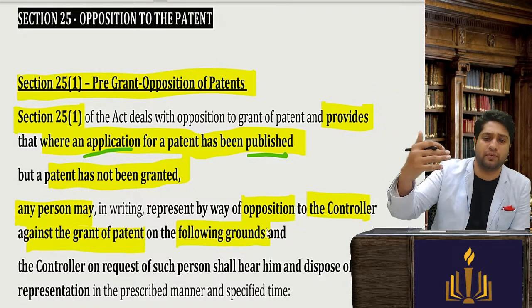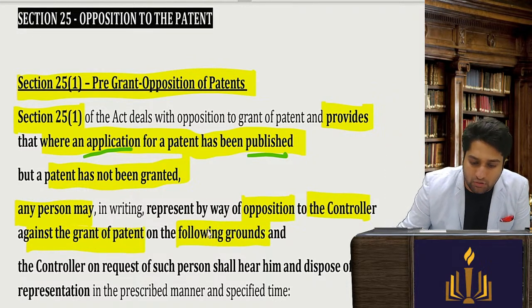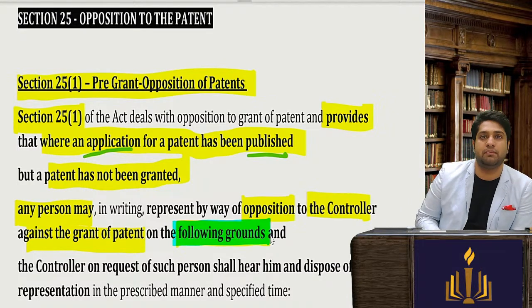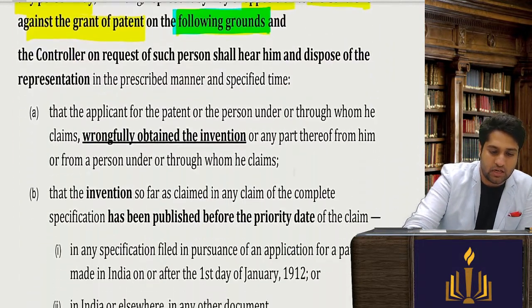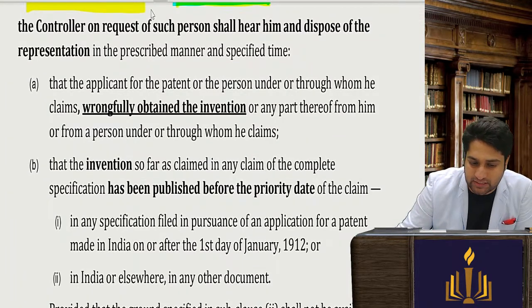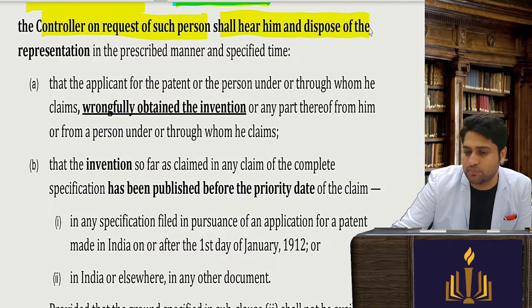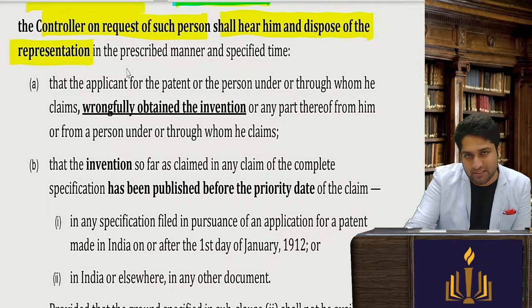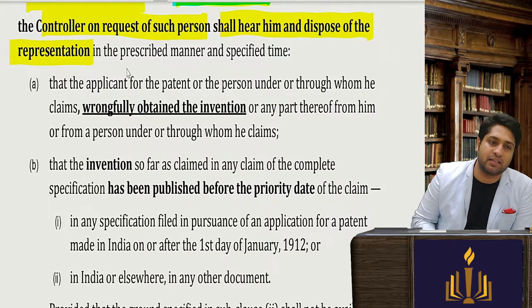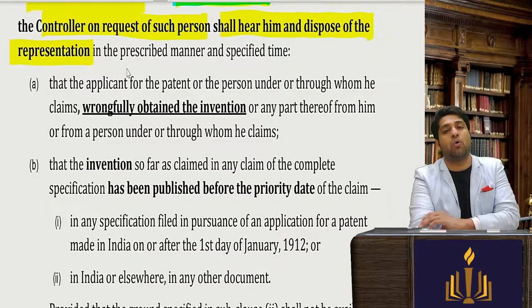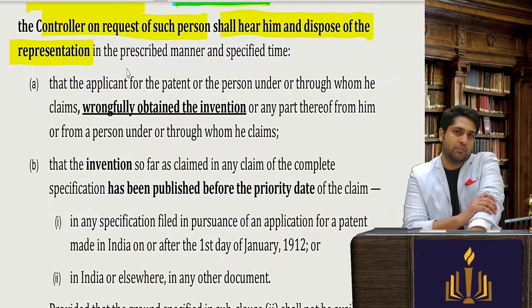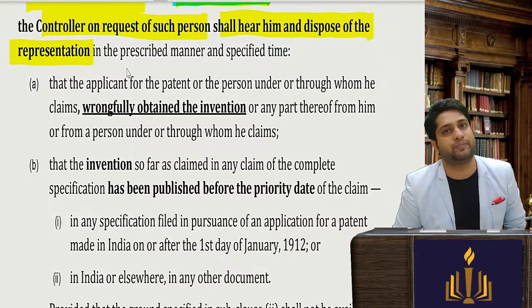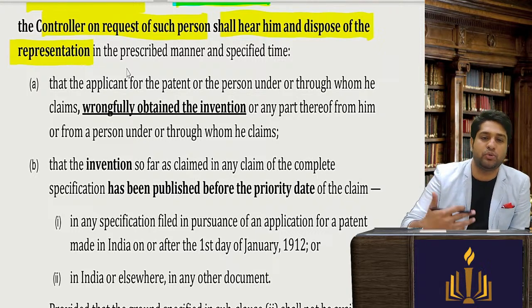So we will see, you have been given grounds on which oppositions can be made. The controller, on request of such person, shall hear him and dispose of the representation in the manner specified. The controller, on request of such person, hears him and then disposes of the matter as prescribed. Now, what are the reasons for opposing the patent? Can you think and tell me? I want you to think and tell.